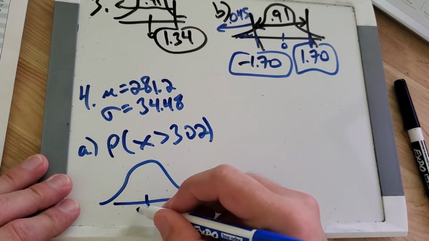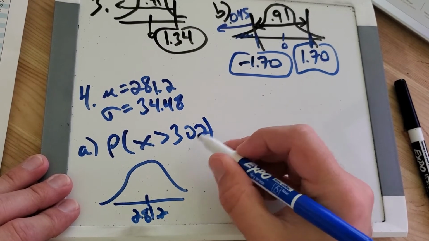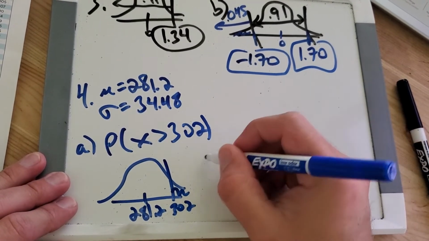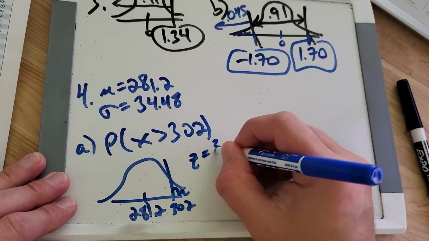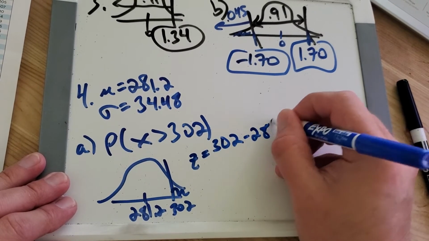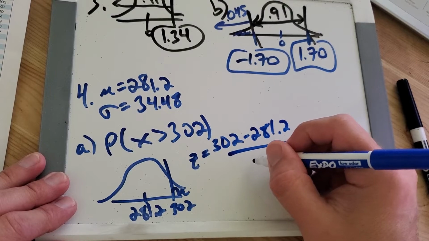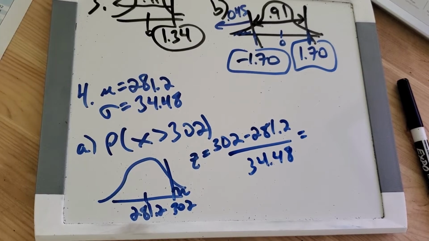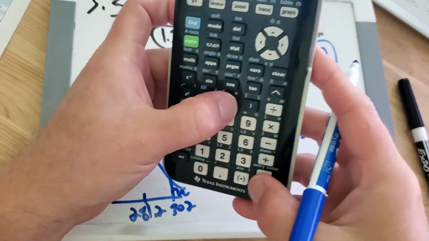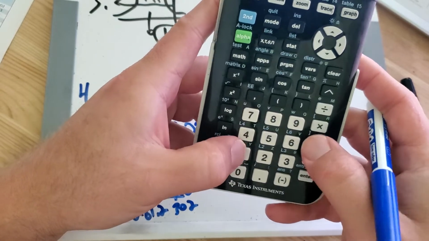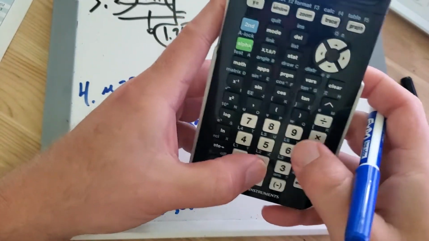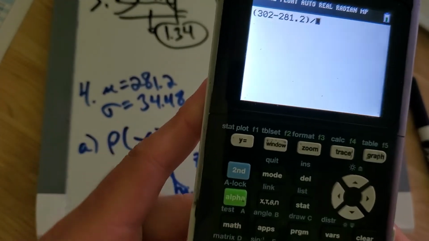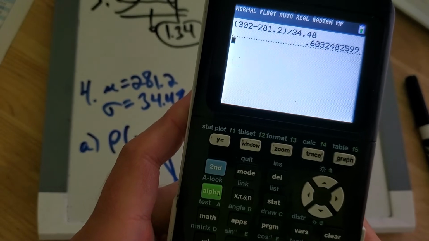I can draw that, no problem. I've got the mean of 281.2, and 302 is up here somewhere, and I want greater than that. So I make a z-score: 302 minus 281.2, divided by the standard deviation 34.48. That gives 0.60.